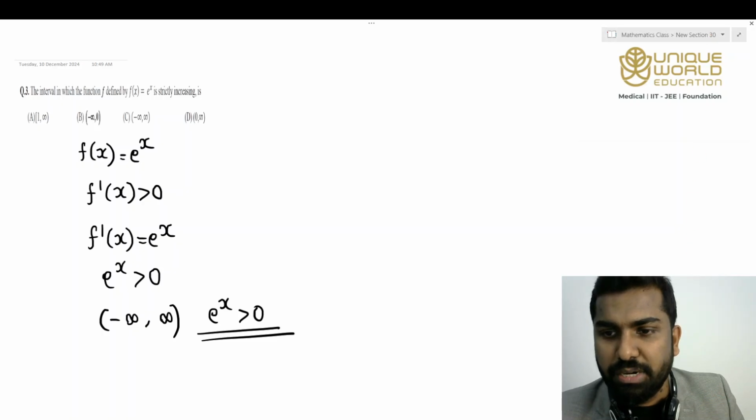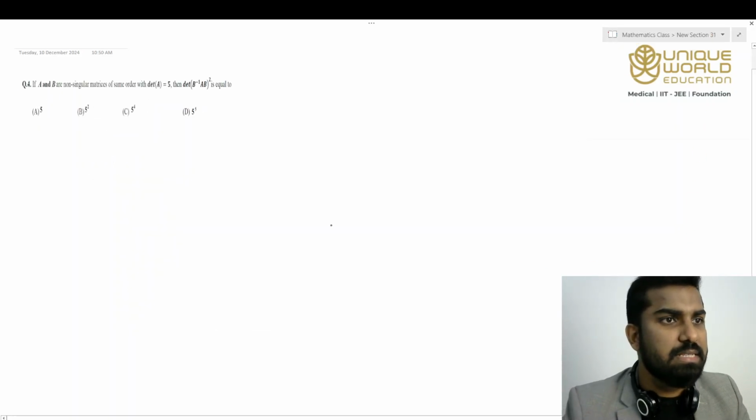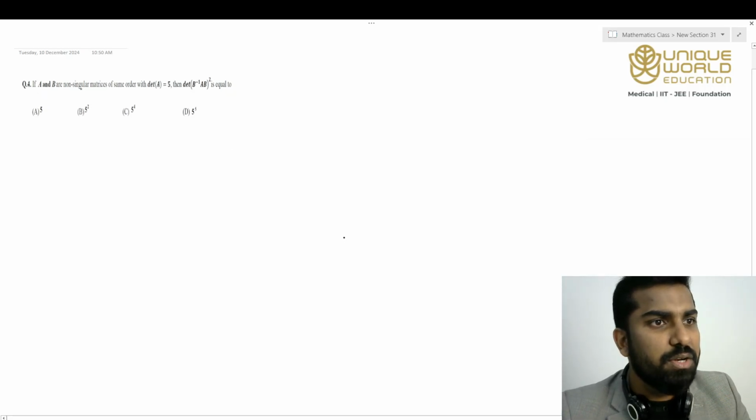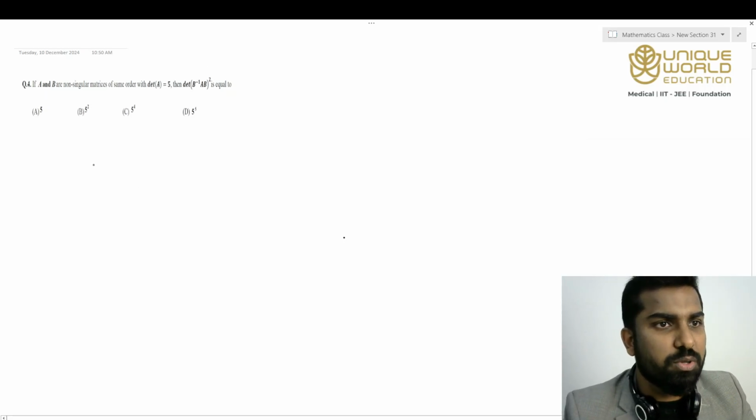So the next question is question number 4. If A and B are non-singular matrices of the same order with determinant of A equal to 5, then they are asking the value of determinant of B inverse AB, the whole square. All right. So how can we write this?